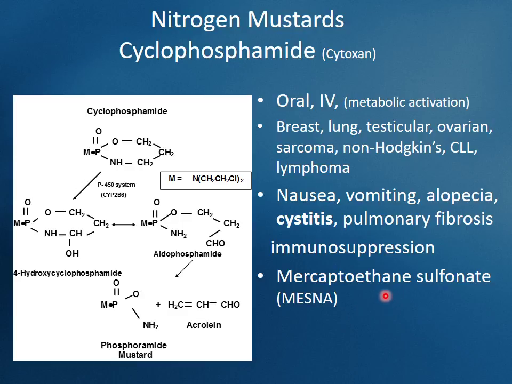Notice that a lot of these drugs can also cause pulmonary fibrosis. We'll kind of point some particular ones out. All the alkylating agents can do this, but there are some that are going to be a little bit more prominent in causing that than others, and so we'll point that out when we get to it.